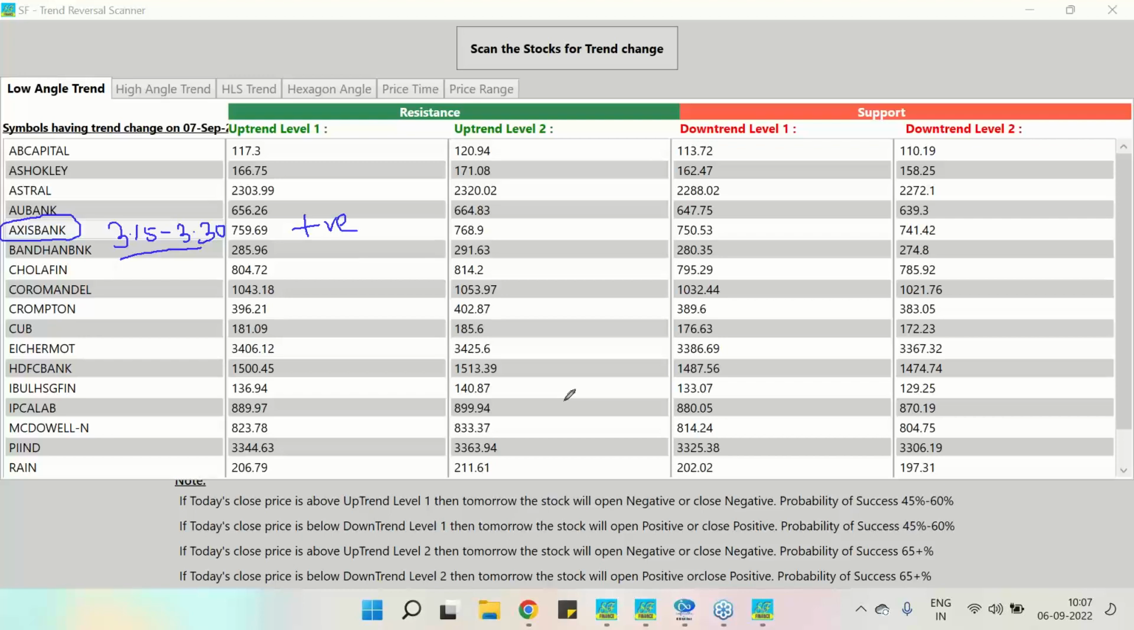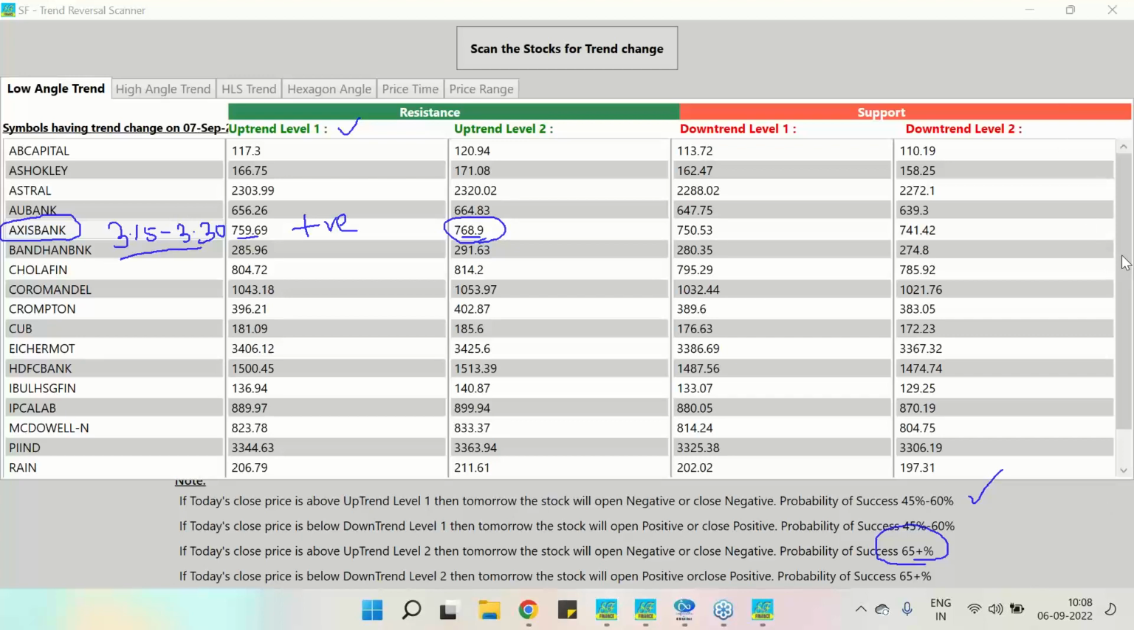And what will be the success rate of that trend reversal? Based upon the pricing part, we have given that as well. If it gives a positive closing around 760, then there is a 60% chance that it will respect the trend reversal day. But if it closes above 769, there is a 65% plus chance. So the chance increases by 10% that Axis Bank will give a negative opening or negative closing.